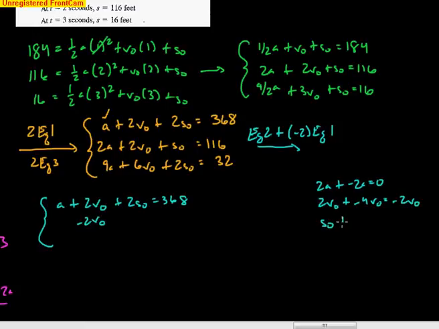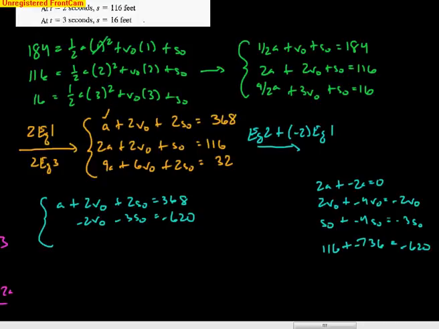S sub 0 plus -4 s sub 0. That's -3 s sub 0's. 116 plus, and now 368 times -2, -736. And that is negative 620. Okay, so there's equation 2 changed.